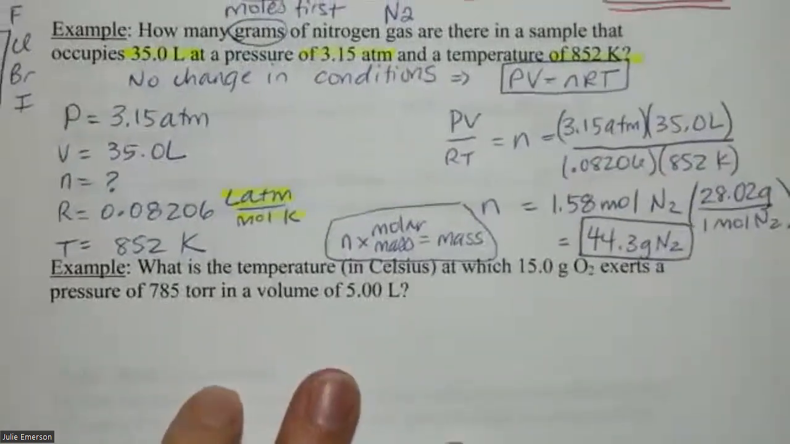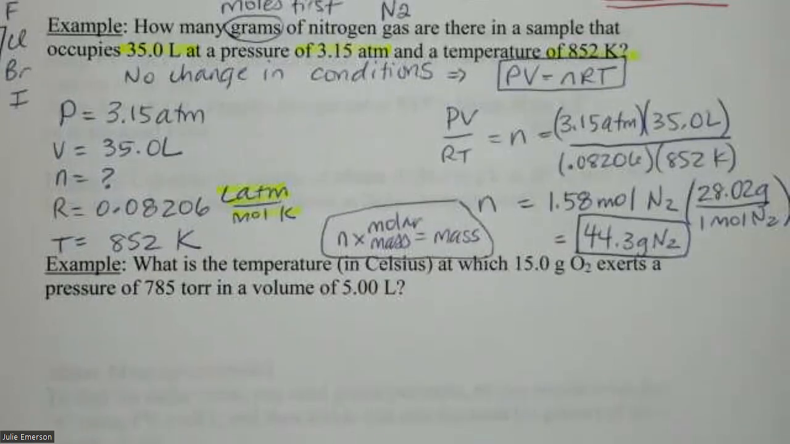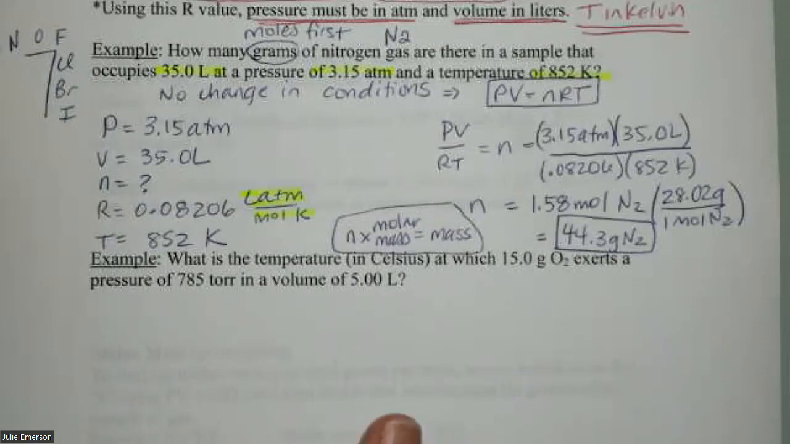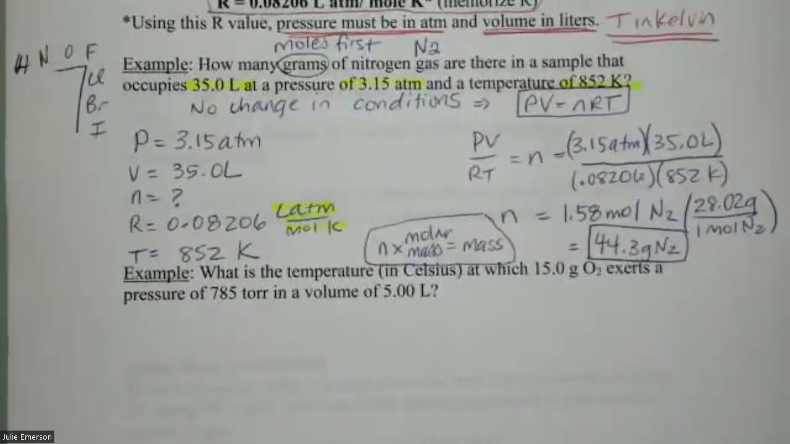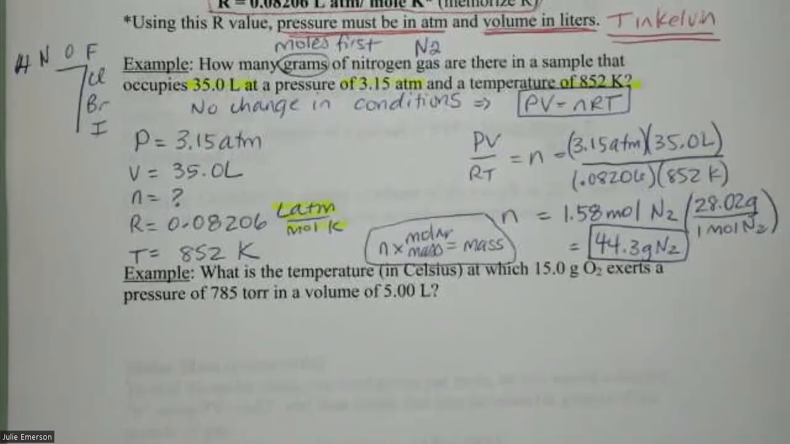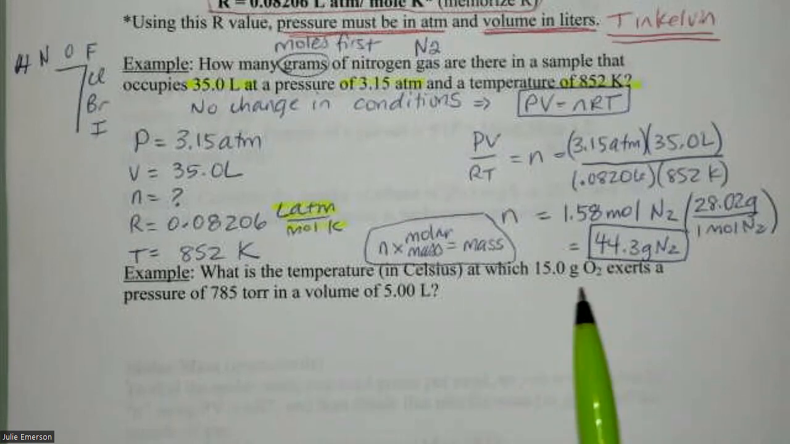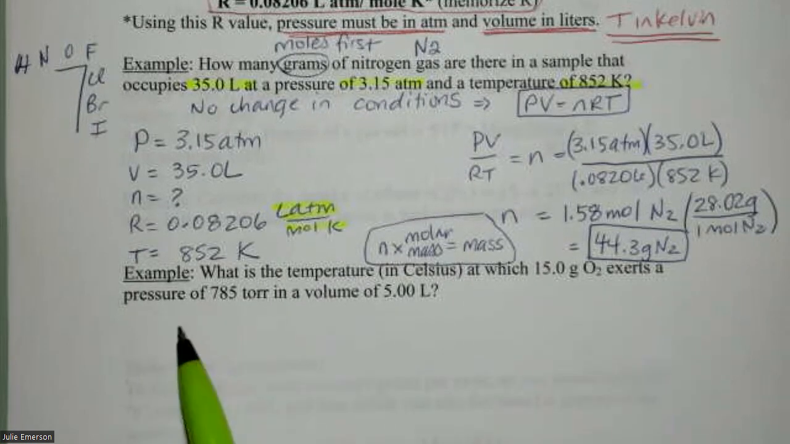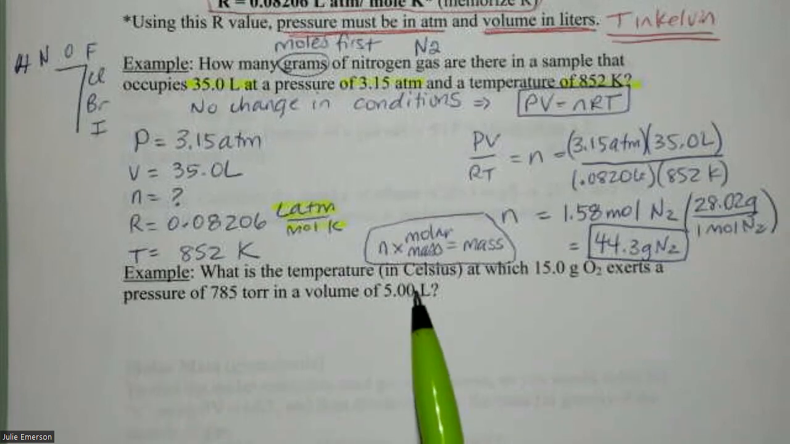All right, so a little bit different of a calculation, because in this case, we hadn't seen this yet, no change in conditions, right? So we are just looking at using the ideal gas law formula. So we're going to do another one and see what we think. The question says, what would be the temperature in Celsius when 15 grams of oxygen exerts a pressure of 785 torr when it's in a volume of a 5-liter container?